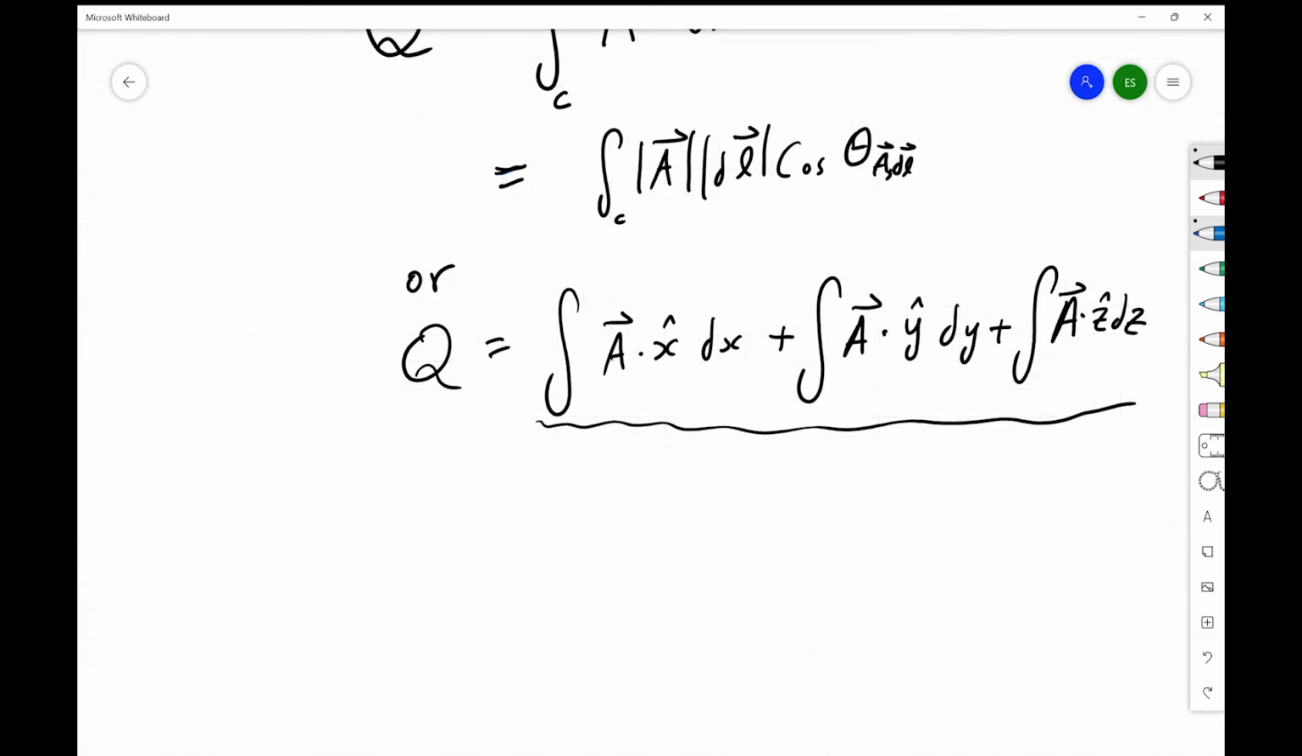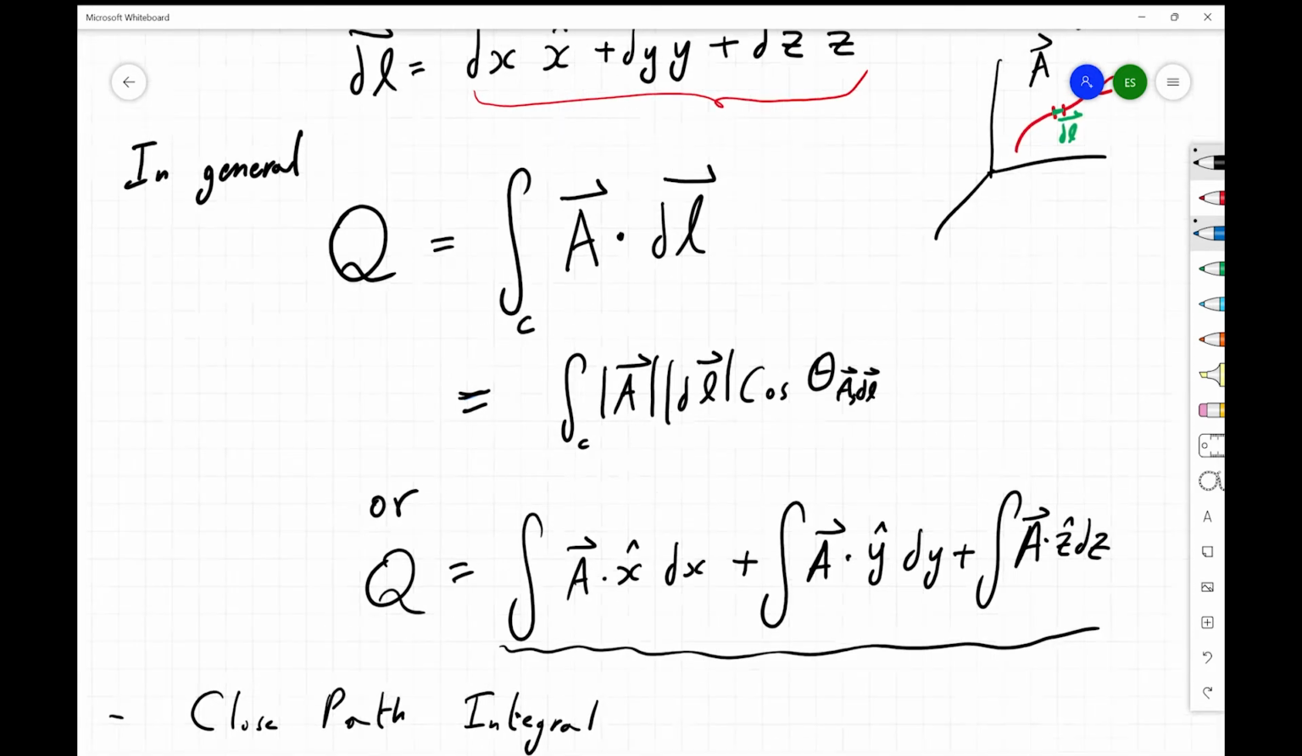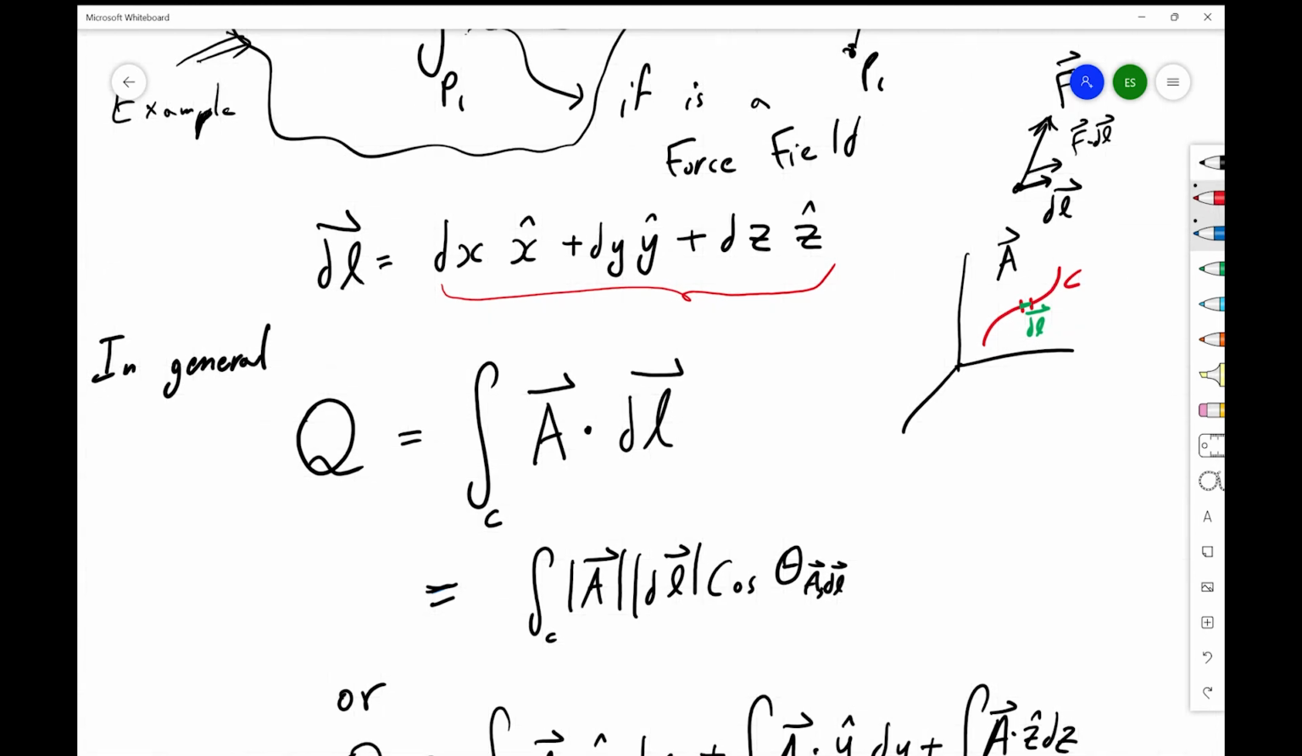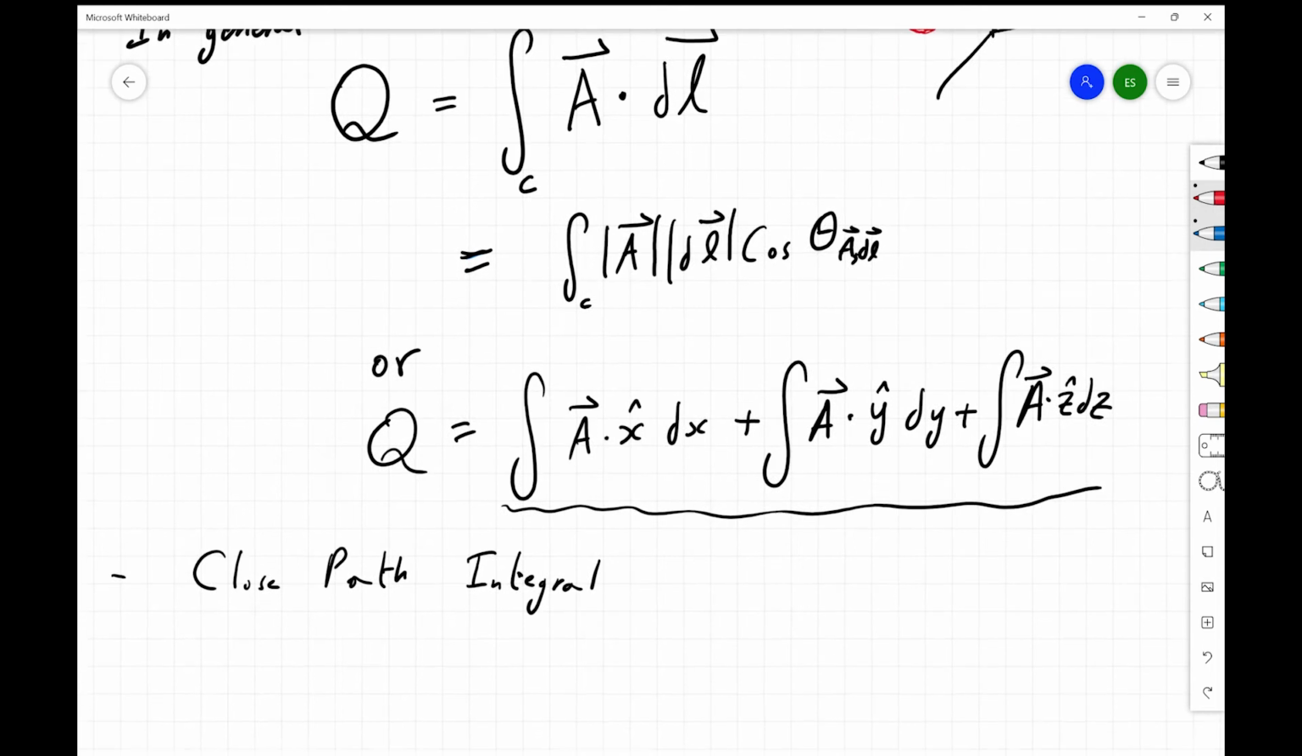Let me introduce a definition. There's something called a closed path integral. The closed path integral is simply an integral where the path of integration, let me go back to my space here, is just a path that goes back. It's like a snake that eats itself. It starts at a point and it goes back to that same point. It's a closed path.